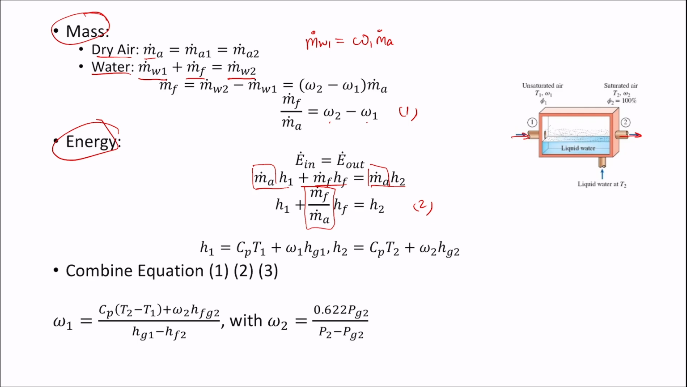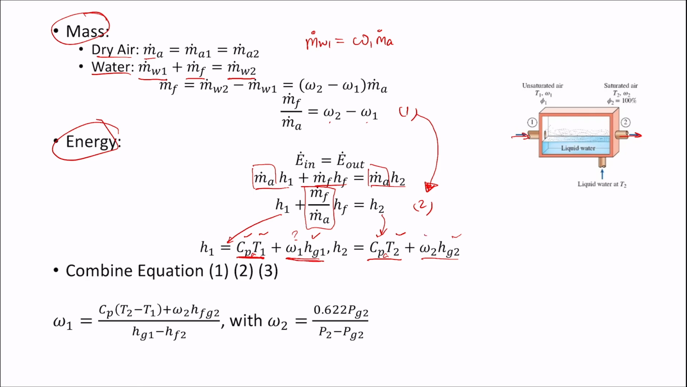Also, we can further expand H1 into two parts: the air part, Cp times, or Cp air if you want to be very specific, times T1, plus omega 1 Hg1, that's the water vapor part. H2 can also be expanded into two parts, the air part and the water part. Now we can plug 1 into 2, and in H1 and H2, I can find everything except for omega 1, right? Because Cp of air we know. T1, T2, we can actually measure. Hg1, Hg2, we can also measure.